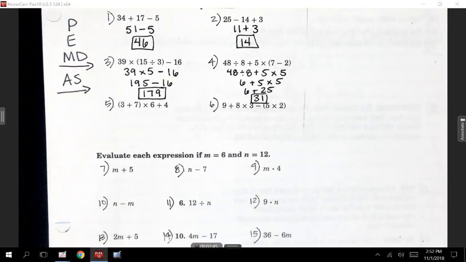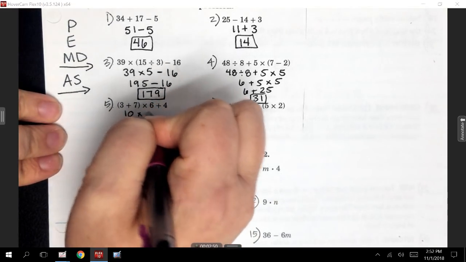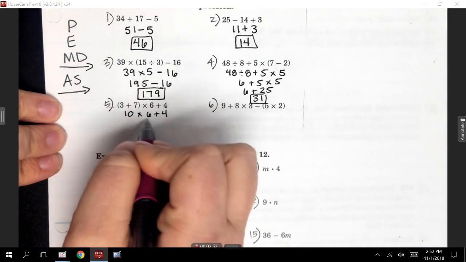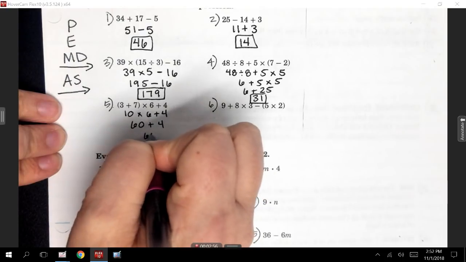All right. Number 5, we're going to start off with those parentheses. 3 plus 7 is 10 times 6 plus 4. 10 times 6 would be next, so that's going to give me 60 plus 4, which is 64.